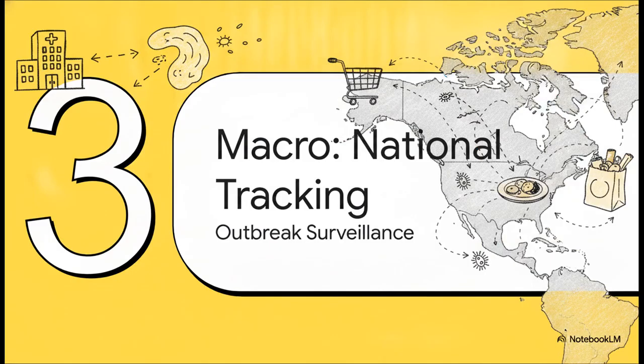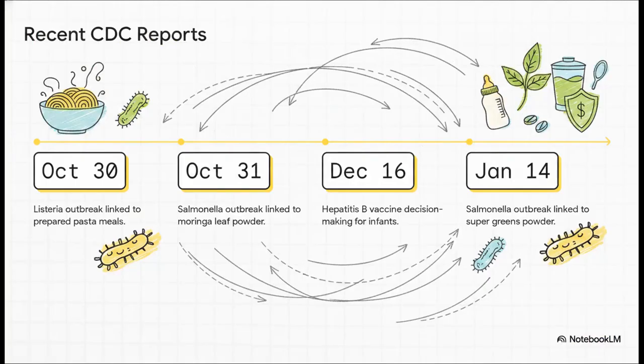Section 3. Macro, national outbreak tracking. When infections leave the hospital. But what happens when an infection leaves the hospital? Or, when an illness originates out in the community, in our food supply or our consumer products? Well, that requires a completely different layer of architecture, driven by organizations like the CDC.